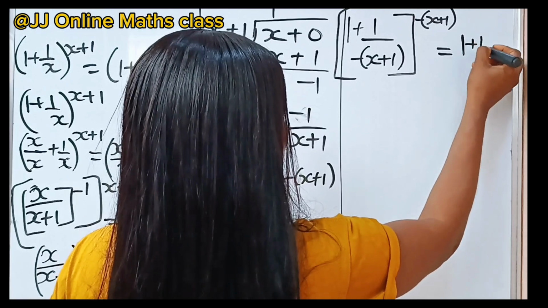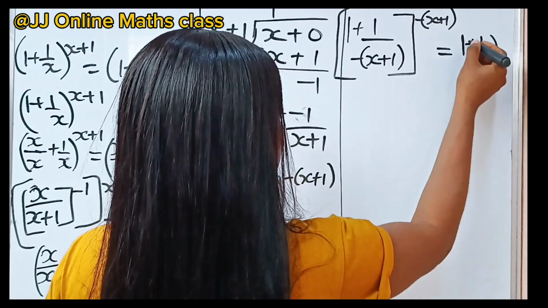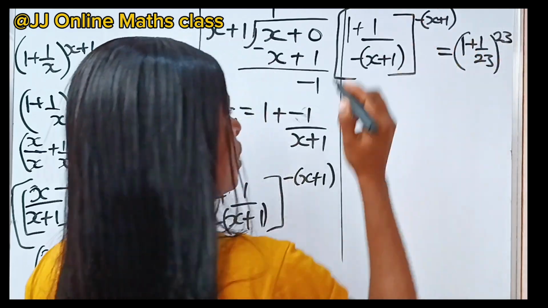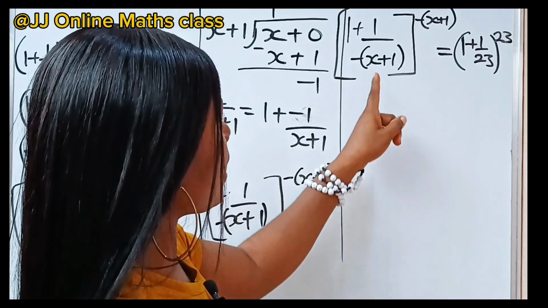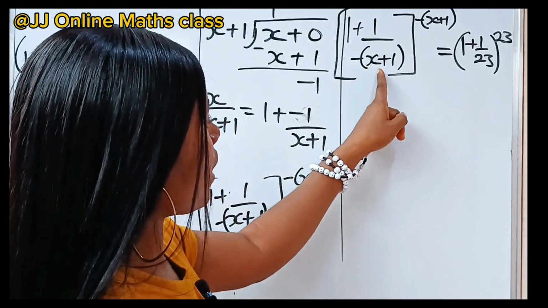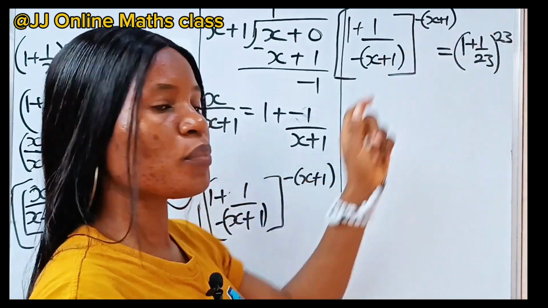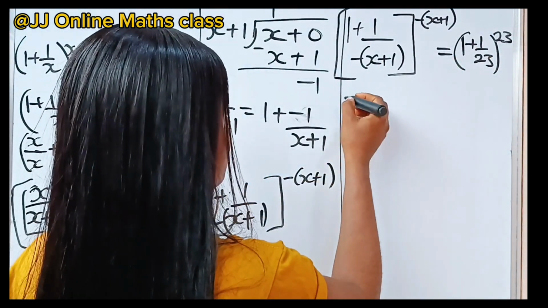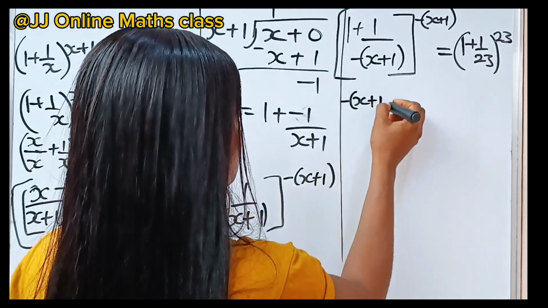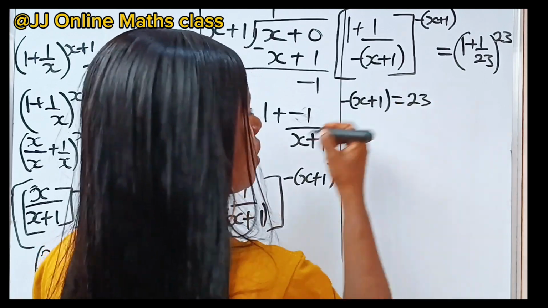1 plus 1 over 23 raised to the power of 23. Now, by comparison, we can see that minus bracket x plus 1 is equal to 23. The same thing here, okay? So, by comparison, minus bracket x plus 1 is equal to 23.